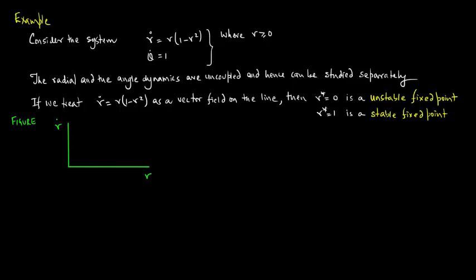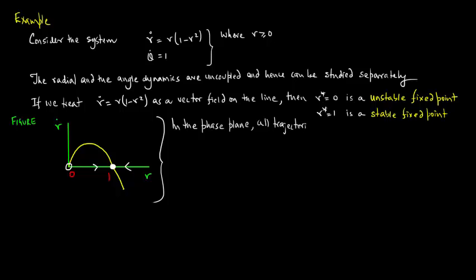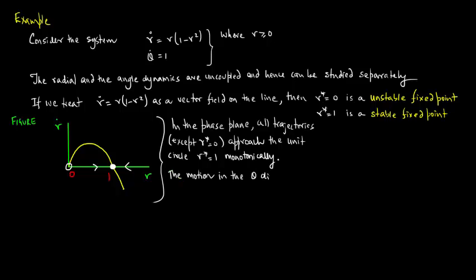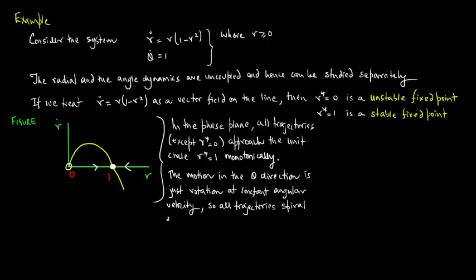So now visualize this through a figure. So we plot r dot versus r. We highlight the unstable fixed point and the stable fixed point. So that's at 0 and 1. In the plane, all trajectories except r star is equal to 0 approach the unit circle r star is equal to 1 monotonically. The motion in the theta direction is just rotation at constant angular velocity. So all trajectories spiral asymptotically towards a limit cycle at r is equal to 1.